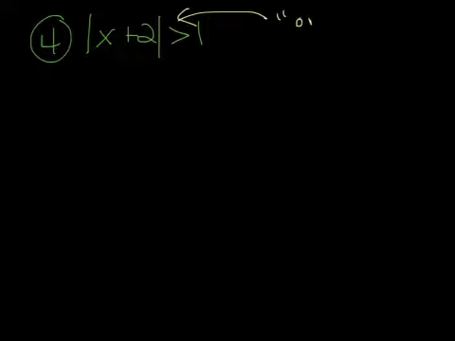So let's go on to some that are a little more complicated now. I'm going to get the absolute value of x plus 2 is greater than 1. So if you have an absolute value is greater than, this is going to be an or inequality. If you had less than, it would have been an and. We're going to start by splitting it up into 2.